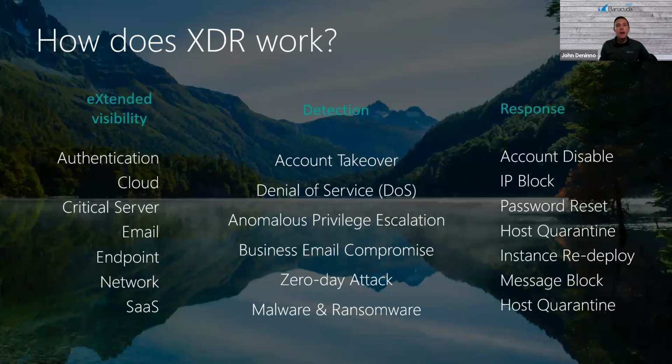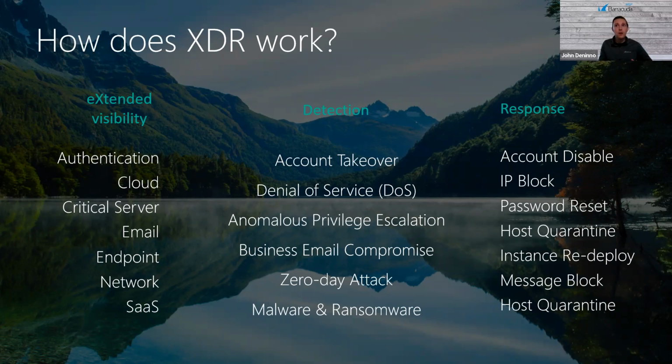And then finally, we have the response aspect. So we're collecting all of that information from all of those vectors. We're detecting this malicious or suspicious activity. And then the response part. So, okay, we've detected that. What can be done, right?